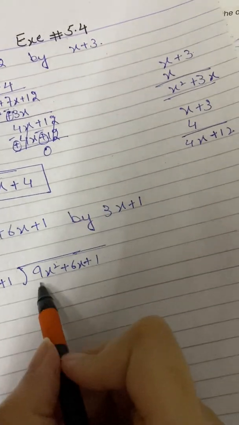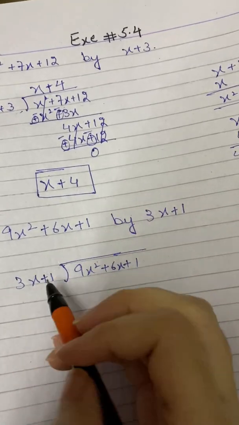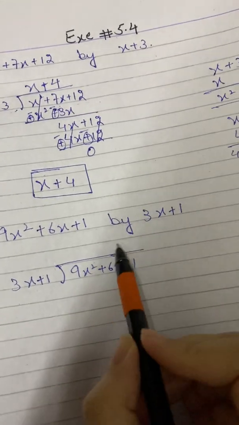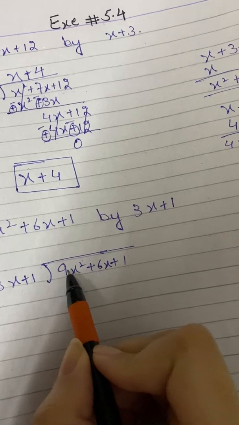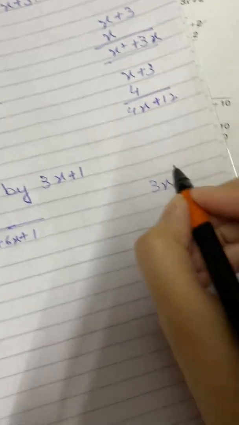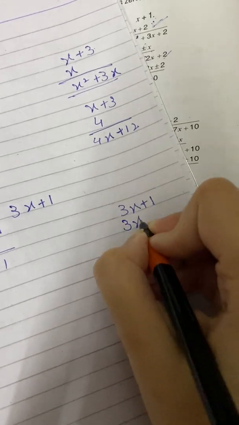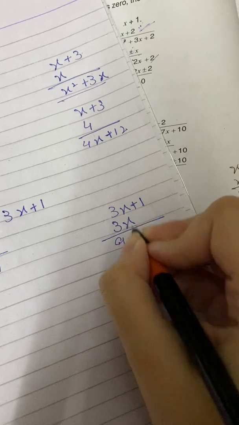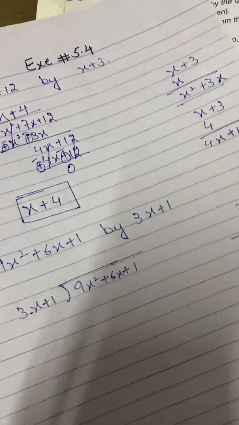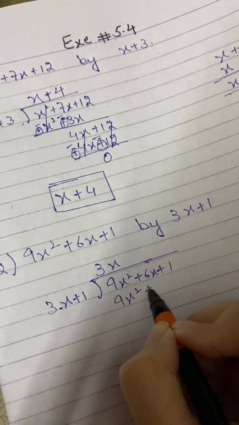So we have to make this 3x into 9x square. It is so obvious that we will multiply by a variable, that variable will be x. But just focus on this, we have to make it 9x square. So what number should be multiplied by 3? It will be 3x. 3 threes are 9, x times x is x square, plus 3x into 1 is 3x. We will write it like this, plus 3x.